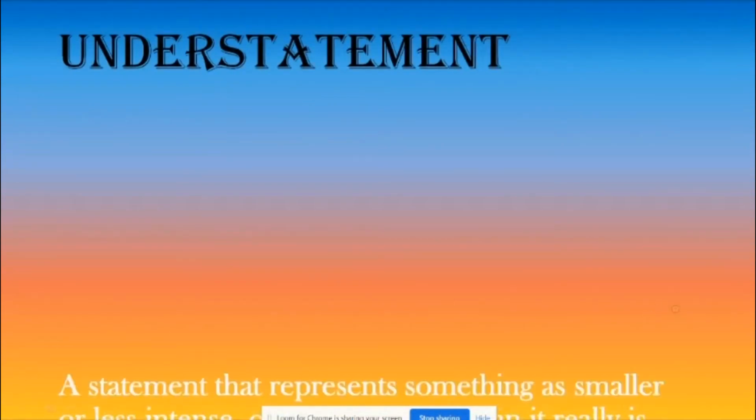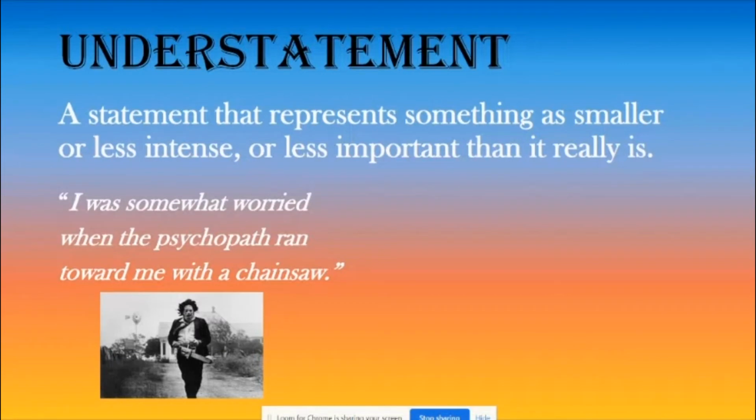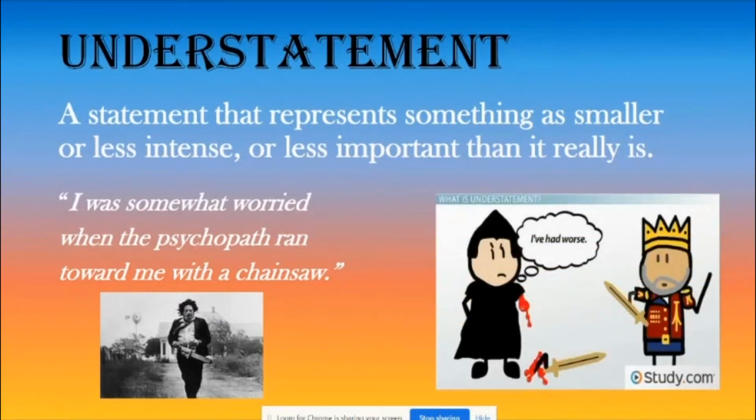Next, we have understatement. It is a statement that represents something as smaller or less intense or less important than it really is. Example, I was somewhat worried when the psychopath ran toward me with a chainsaw. Another is, I've had worse. So when you say understatement, you're saying that something is not that bad, even though it actually is. For example, you hit your head really hard on the wall to the point that you grow a bump, but you say that it's nothing or it's just a bruise.